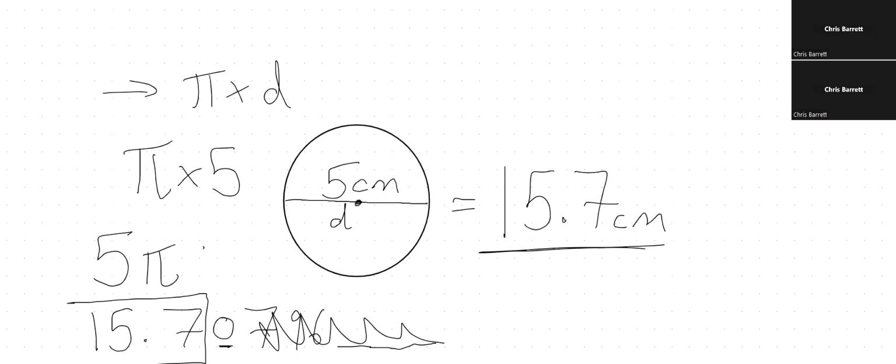Right, let's just delete all this. If we've got a circle this time with a radius, what we want to be able to do is double that radius. Then we've got what we need for circumference equals pi times diameter.